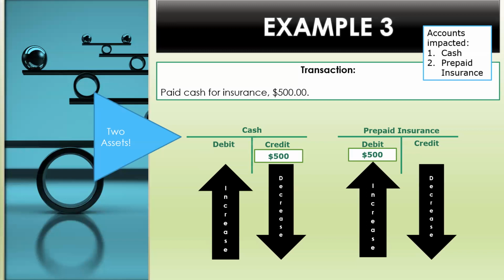And remember, for every transaction, there must be a debit and a credit. We can't have a business transaction that only impacts one account. Every business transaction must always impact at least two accounts.